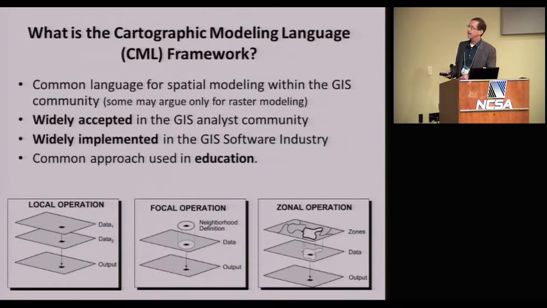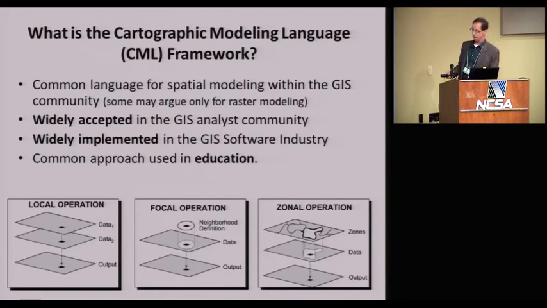I'm arguing that the cartographic modeling language, if we're going to take a strategic move towards putting all the spatial operators in some type of CyberGIS approach, it's as good as any right now. It's not perfect, it's good as any. It's widely accepted in the GIS analyst community. The big players in the GIS software industry have integrated it. Dana Tomlin was one of the contractors in the early 90s to see that they did so. And we teach it in our educational settings.